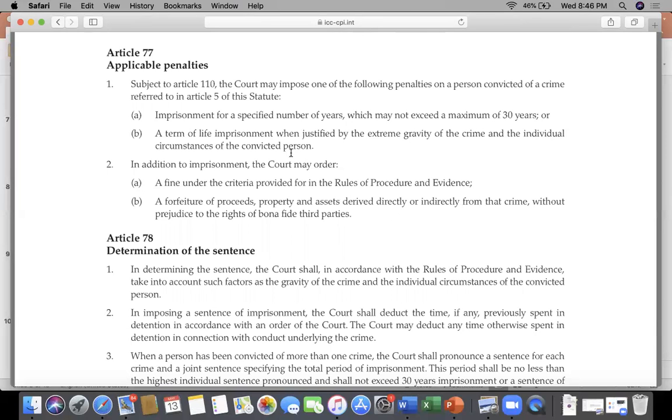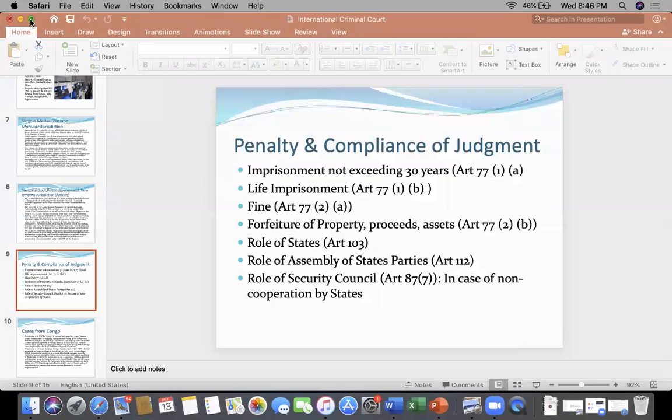So Article 77 discusses such possibilities, when a person is imposed a fine, or life imprisonment, or imprisonment not exceeding 30 years. Now I will also tell you about something, because sometimes students ask the question: suppose there is a penalty of imprisonment, and a country is not abiding by the judgment, in such case what will happen?